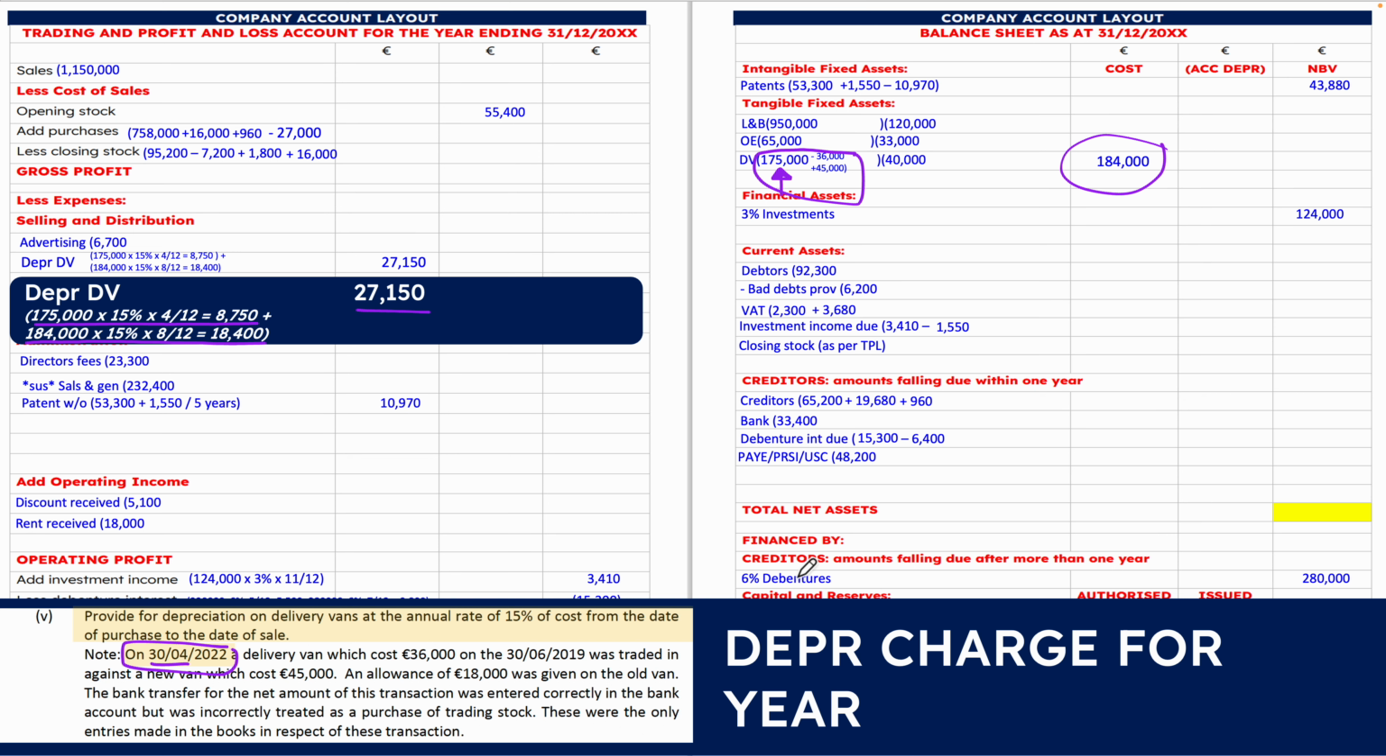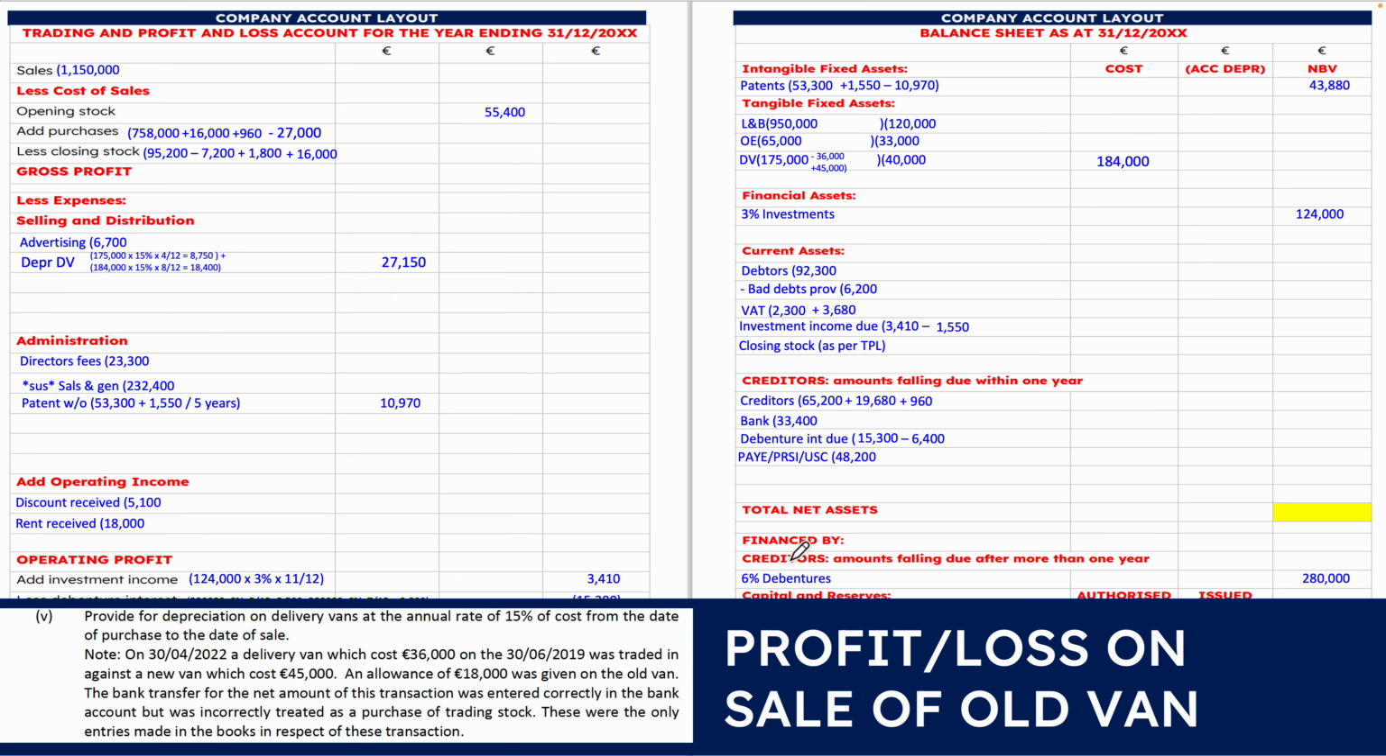Okay, next we will work out whether we made a profit or loss on the sale of the old van. Every time we get rid of a fixed asset, we have to get rid of the accumulated depreciation for that. We also have to work out whether we made a profit or loss when we sold it.